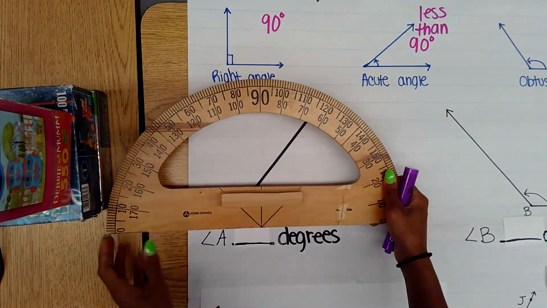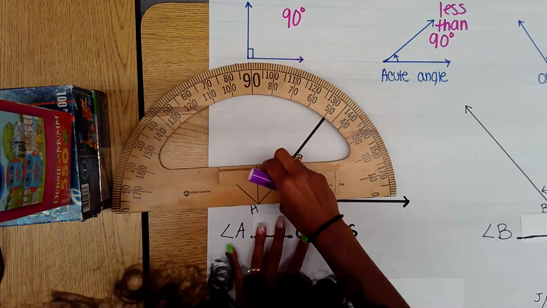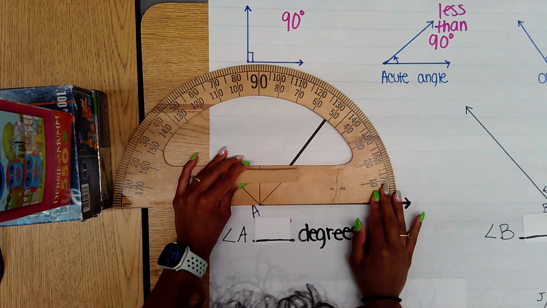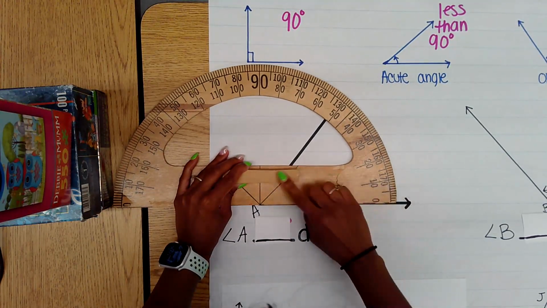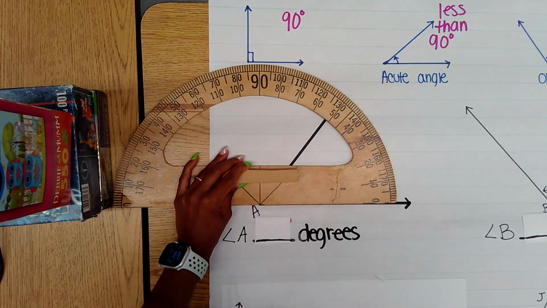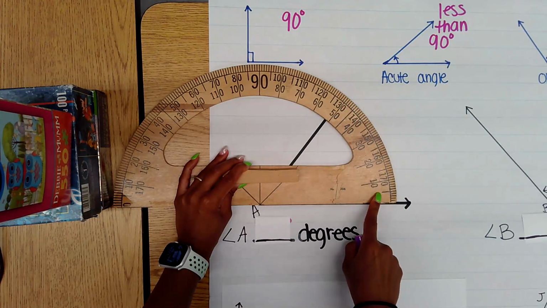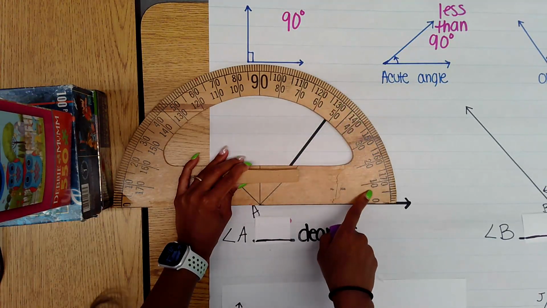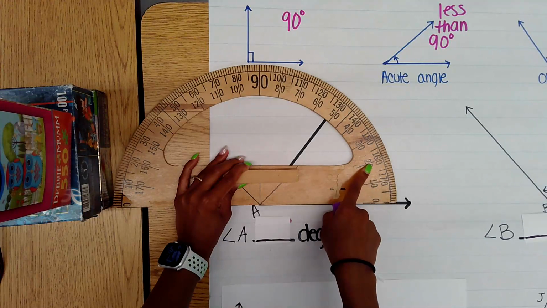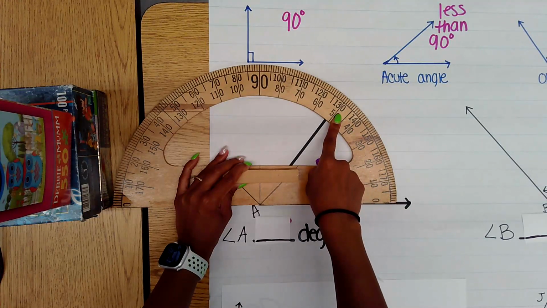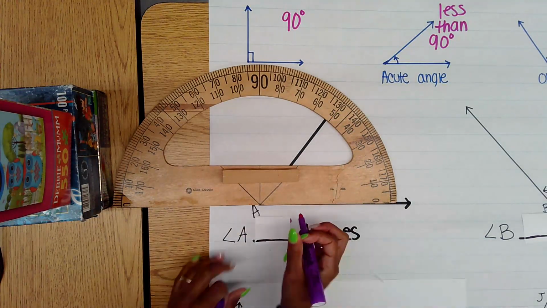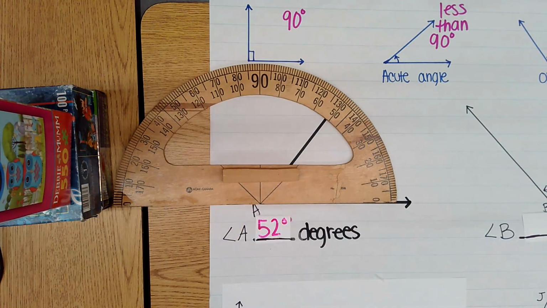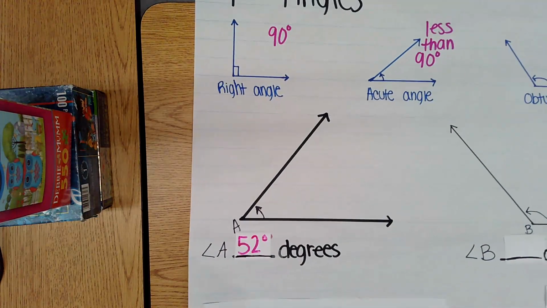So I want to make sure that I line up my center point with my angle. So I'm starting right at 0, and then I can line up with the line. And since I'm starting with 0, I want to make sure I am not looking at the 100 number degrees. I want to make sure I am looking 0, 10, 20, 30, 40, 50, and we can say this angle is about 52 degrees. And you just put the little circle mark for degrees.